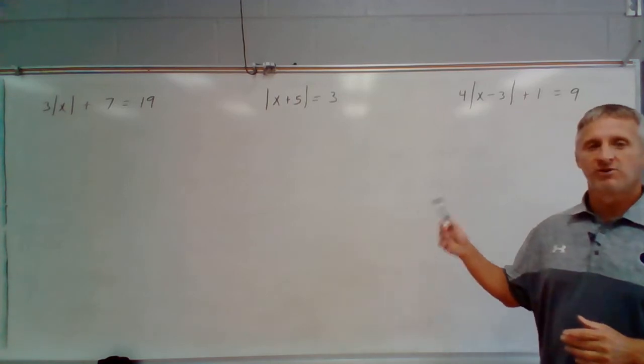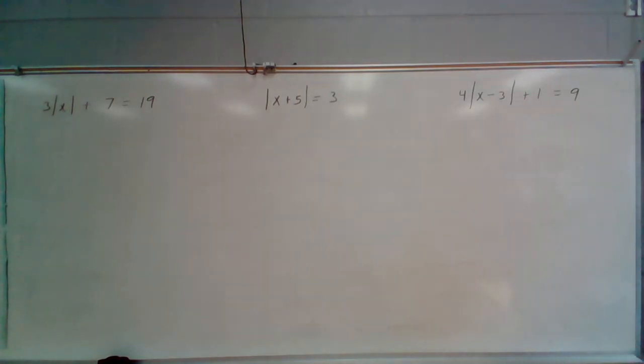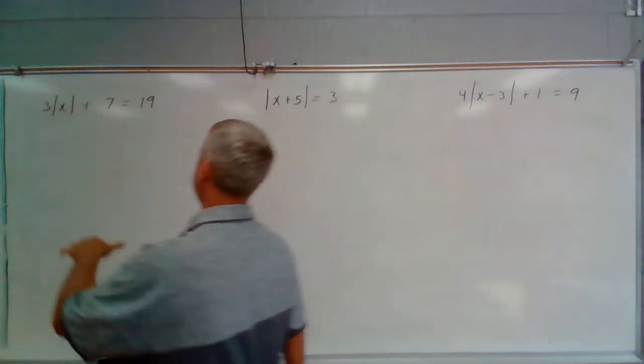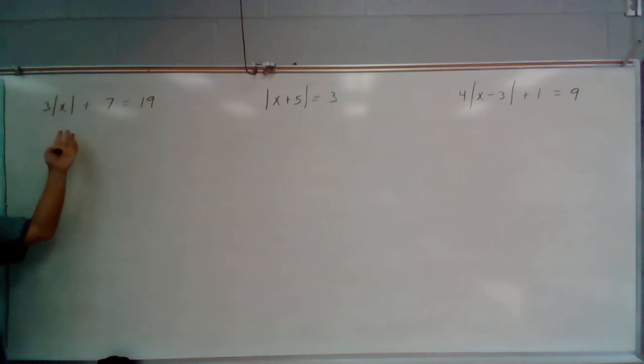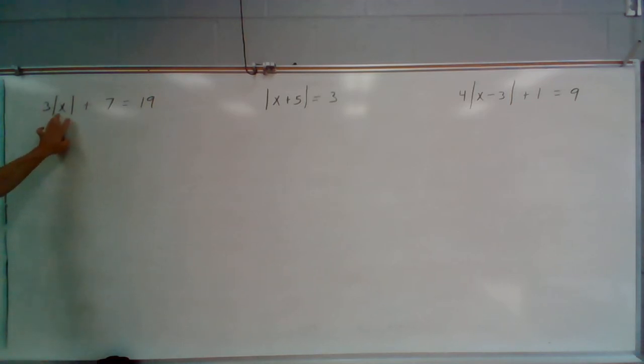All right, let's solve some more interesting absolute value equations. Okay, so the first one, we have 3 times the absolute value of x plus 7 is equal to 19. We want to find all the solutions to this equation. So the strategy should be to isolate the absolute value on one side of the equation. So we're going to solve for the absolute value of x.